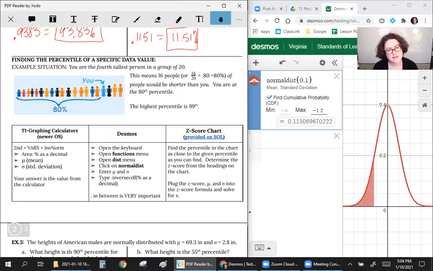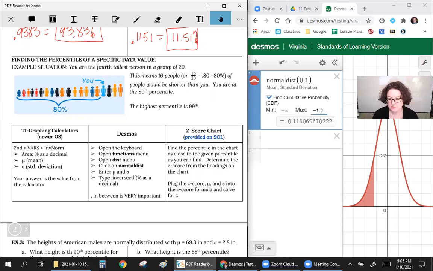So again, this is a lot easier to do on Desmos, but you can absolutely do this on a TI calculator. Those directions are in the first piece of the chart. You can also do this with a Z-score chart, kind of old school, looking it up on a table. And if you want to check either one of those out, just let me know, and I'd be happy to show you how that works. But let's focus on Desmos because this one is the most straightforward. And you'll have this calculator both on your test and the SOL that you can use. You'll notice too, I'm actually using the standards of learning version, which is the version that is going to be on your test. So you still have all those same features available.